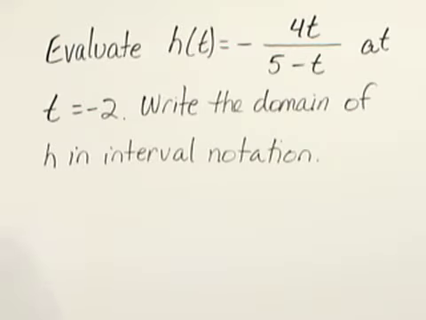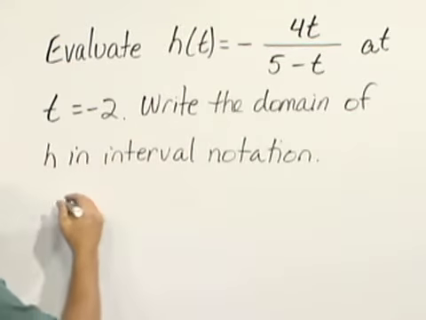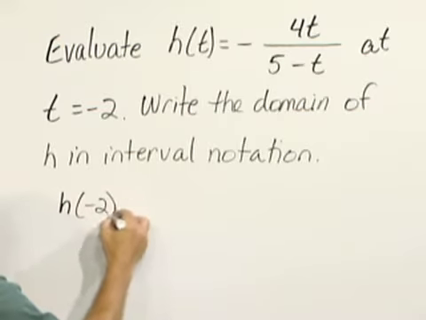Evaluate h of t equals negative the quantity 4t divided by 5 minus t at t equals negative 2. Write the domain of h in interval notation. So the first thing we will do is substitute negative 2 for t. So we have h of negative 2.